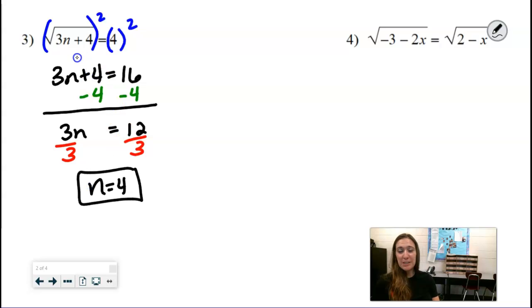And I should go back and plug it in and check it. 3 times 4 is 12. 12 plus 4 is 16. If you were to take the square root of 16, you'd get 4.